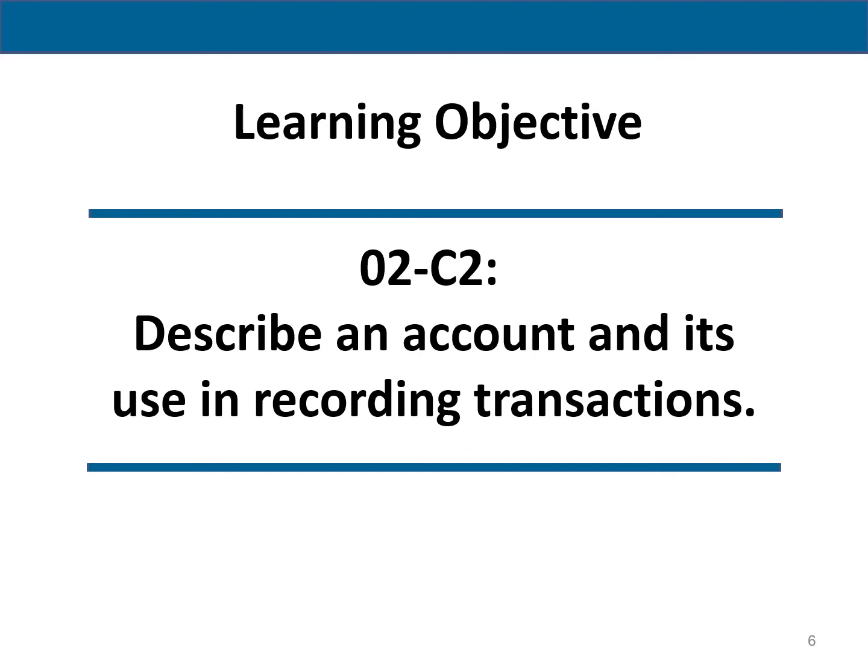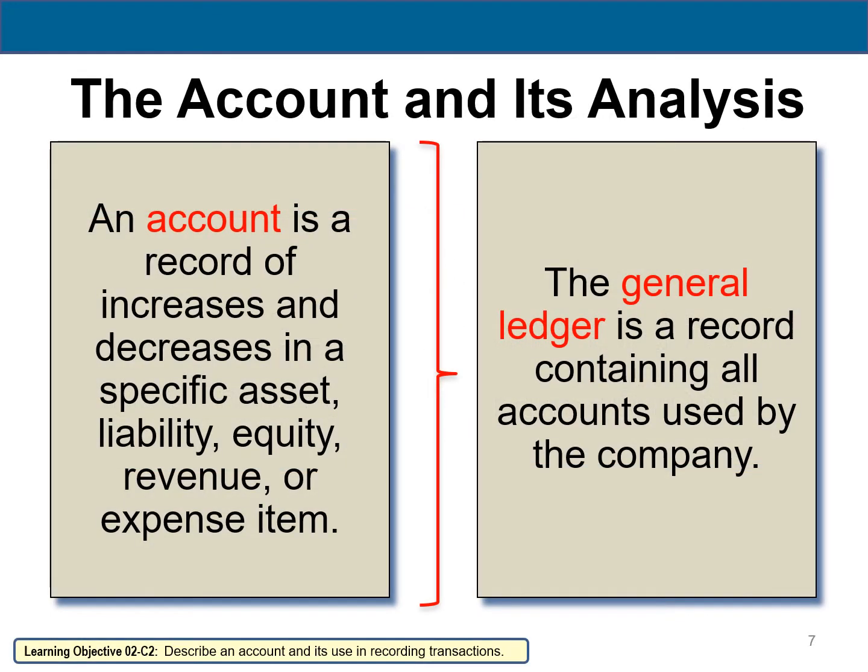So let's talk about what an account is and how we use it to record transactions. Okay, real quickly, just a couple definitions before we get into the meat of our discussion. An account is the record of the increases and decreases in a specific asset, liability, equity, revenue, or expense item. And then the general ledger is the record that contains all of the accounts that are used by a company.